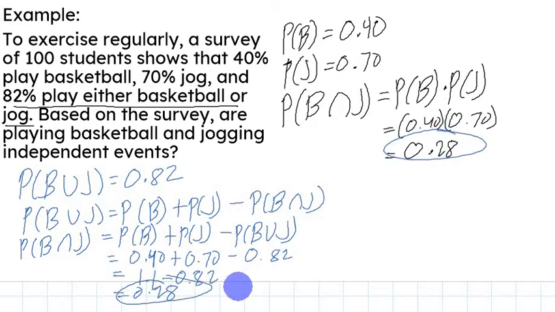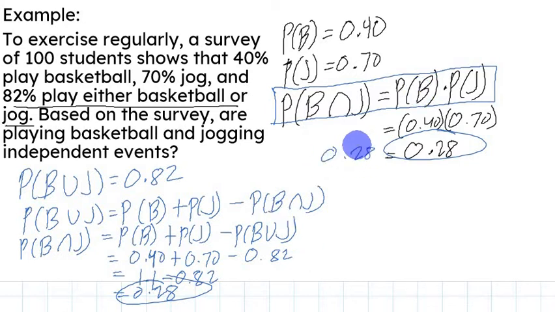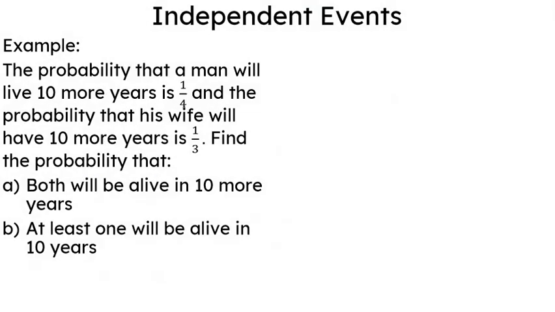So now we can see that the probability of playing basketball and jogging is equal to the probability of playing basketball times the probability of jogging. Hence, we have proven mathematically that the two events are independent. And think about it, whether you play basketball or you jog, it doesn't actually affect the probability of you doing the other activity. Let's have another example.